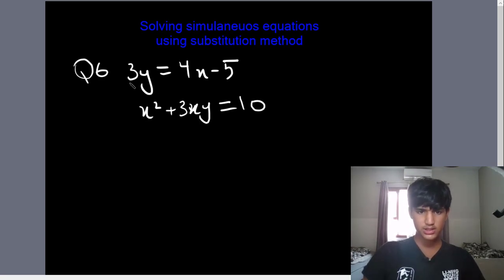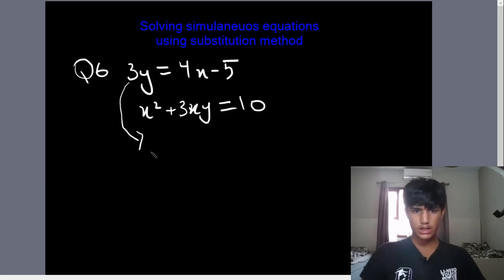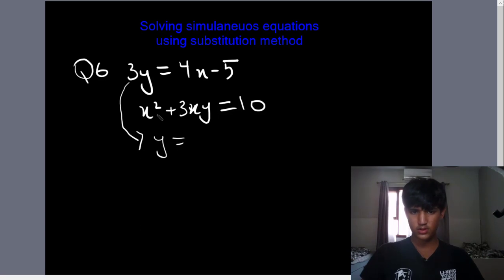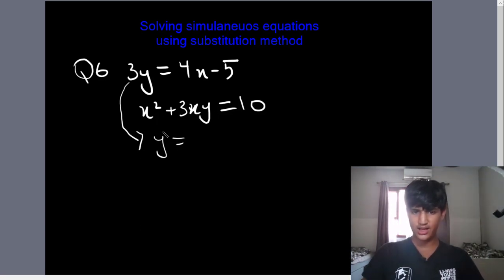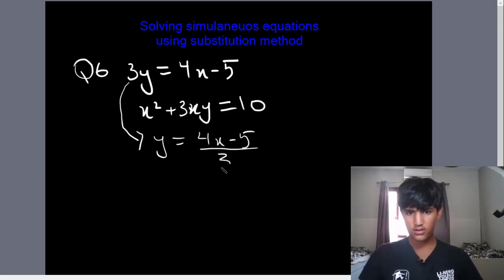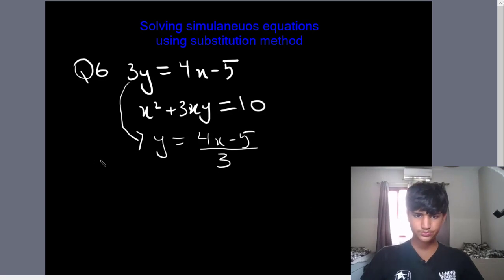So we are going to make y the subject in this equation because we can't do it here, otherwise we'll have to separate x and it's going to be very difficult and unnecessarily long. So y is equal to 4x minus 5 upon 3.